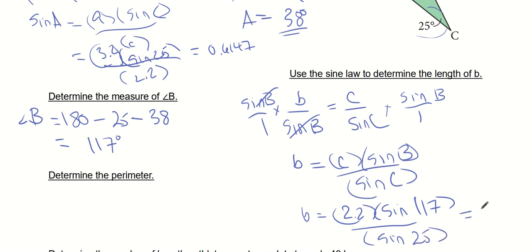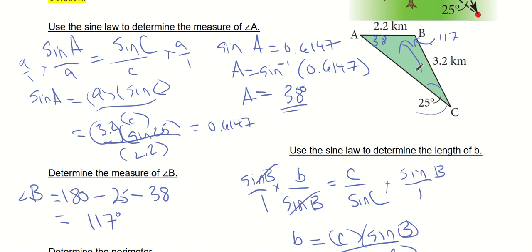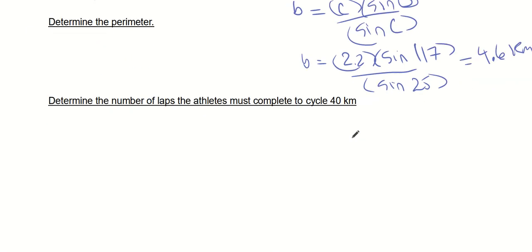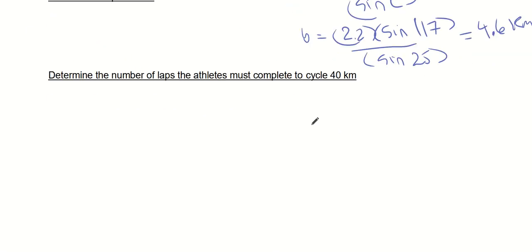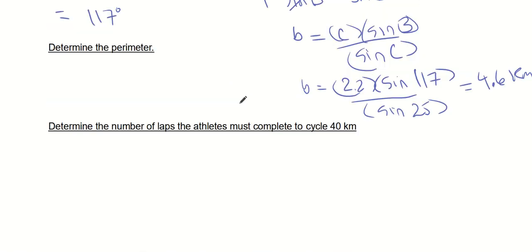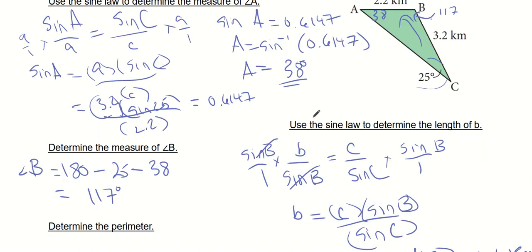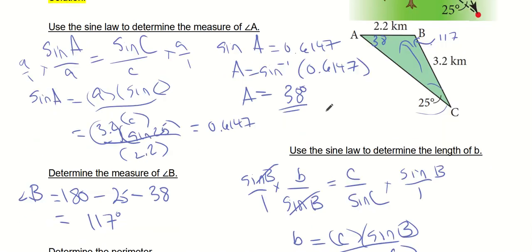And we get a number of 4.6, and everything is in kilometers because we're working in kilometers. See, these are 2 kilometers. And there we go, we have B. So now it says here, determine the number of laps the athlete must complete for 40 kilometers. So the first thing we've got to do is know what's the length going around.